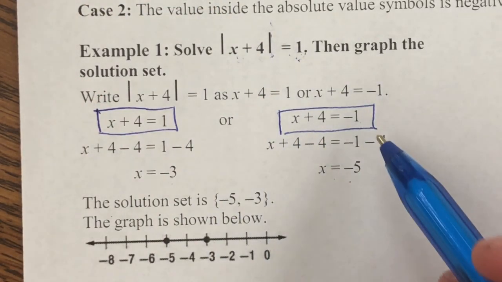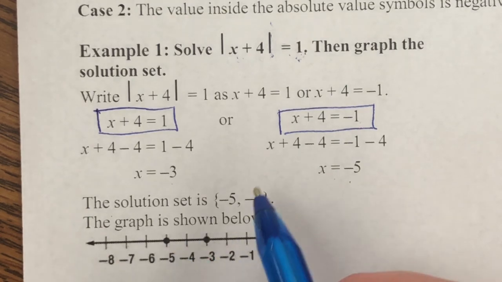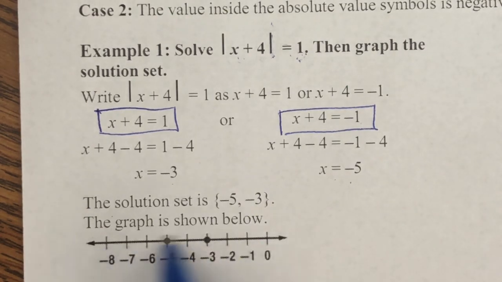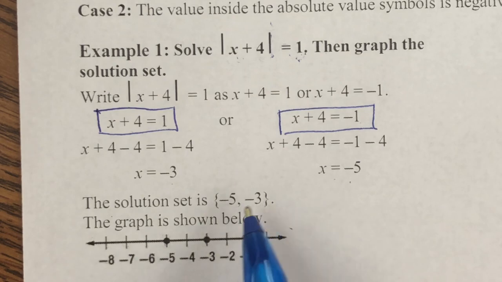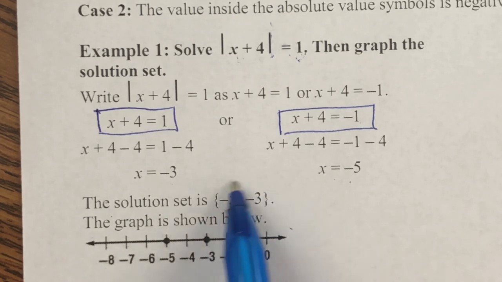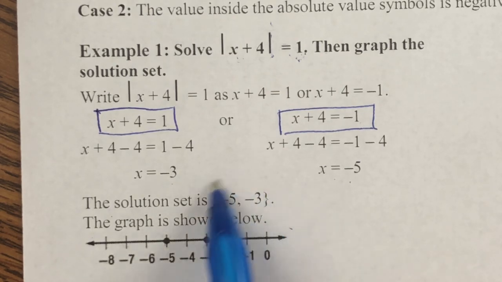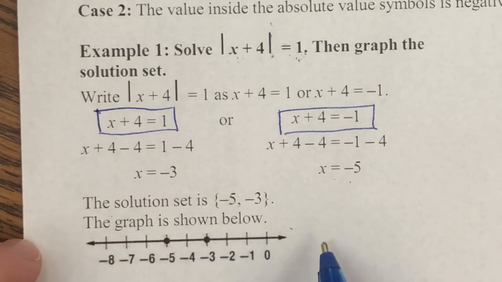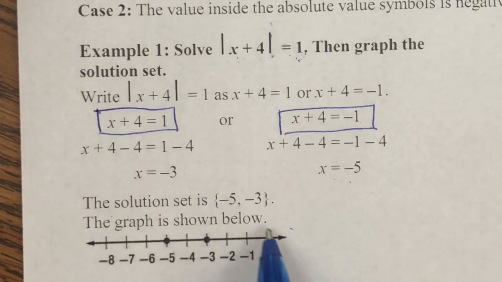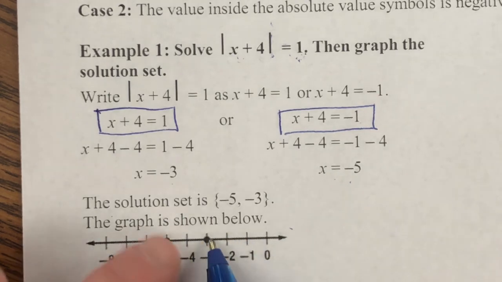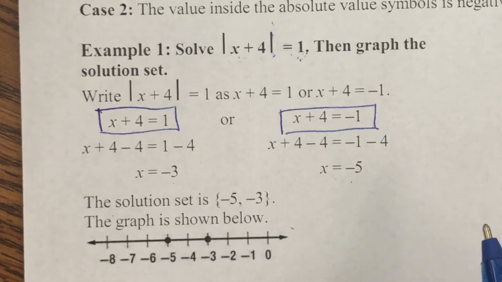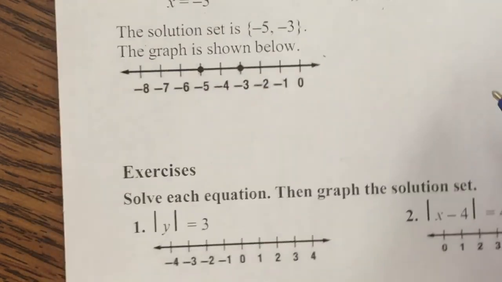There's 2 answers, and then when we graph them on a number line, you just put a dot. You draw your number line. You really only have to include the numbers right around your answer numbers. You don't have to write out a number line with numbers 20 through negative 20 or whatever. Just include a few tick marks, few numbers around your answers. Put a dot on each of your 2 answers, and you're done. Okay? So let's do a few of these.